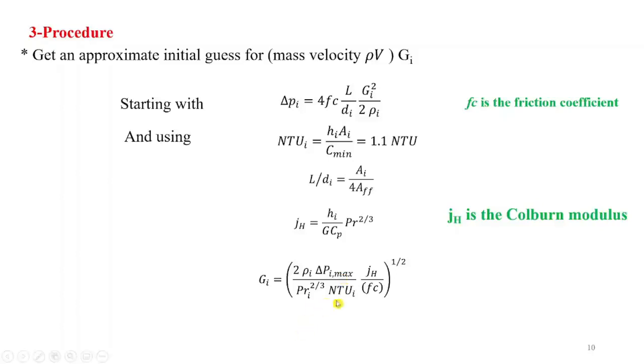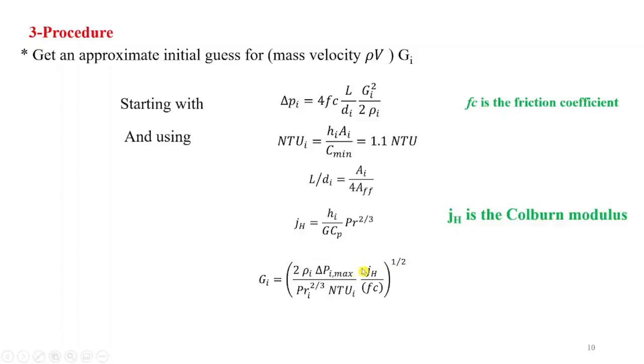Prandtl number is known, NTU is known, and then we have the ratio of the Colburn modulus divided by the friction coefficient. We are going to assume a value for this. In Hodge's book, he assumed J over f equal to 0.4, but as we're going to see later, you can assume a different value for this ratio that satisfies the situation you have in hand.